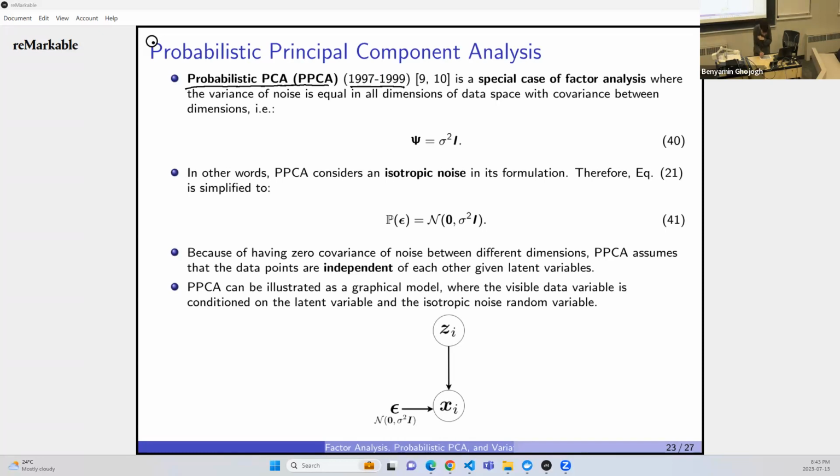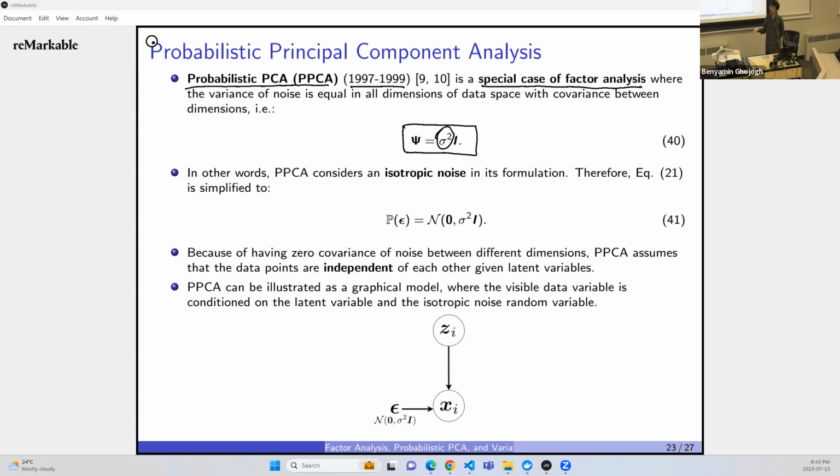It is a special case of factor analysis. Did you know that probabilistic PCA is a special case of factor analysis? What is that? It assumes that the covariance of noise in factor analysis, we knew that the covariance is diagonal already, okay? However, it makes an additional assumption. All of the variances, the diagonal elements of this covariance matrix, are equal. And they are sigma squared.